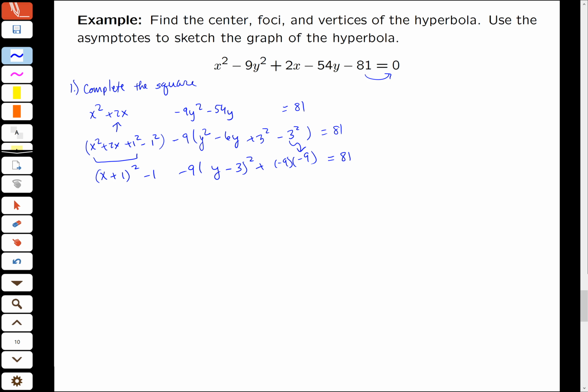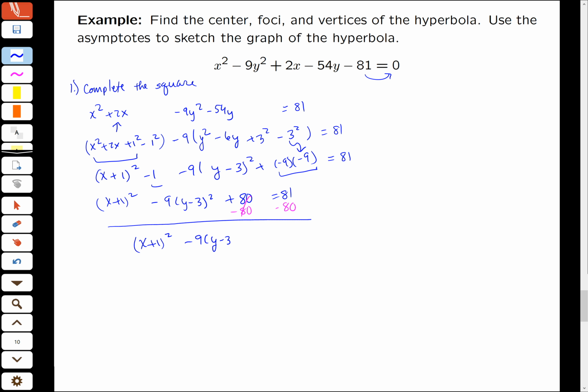Now combine your minus 1 and your minus 9 times a minus 9, which is a positive 81. So what is 81 minus 1? 80. So let's subtract our 80 over to the other side. And we get x plus 1 squared minus 9, y minus 3 squared is equal to 1.